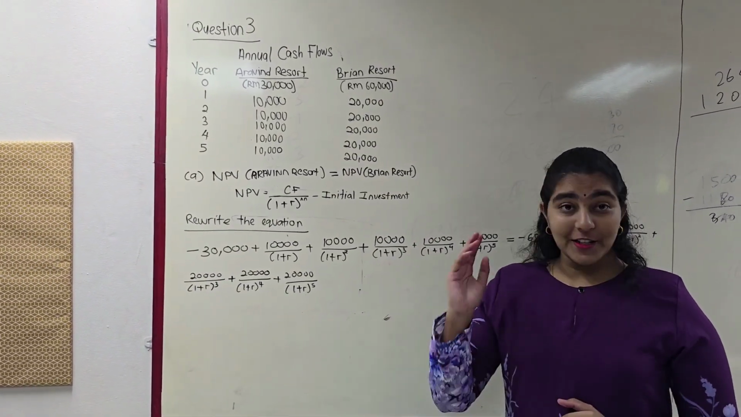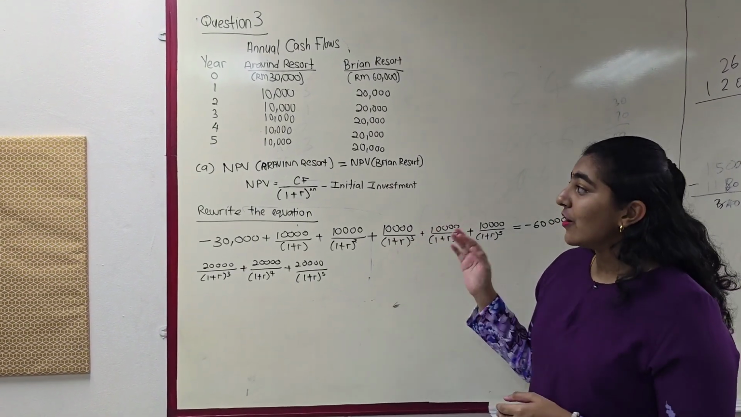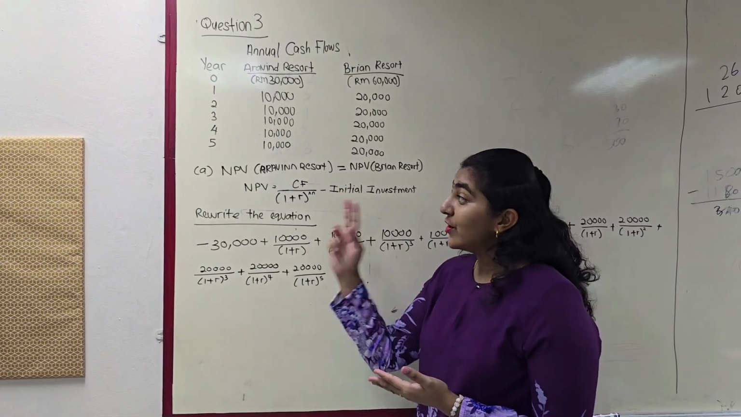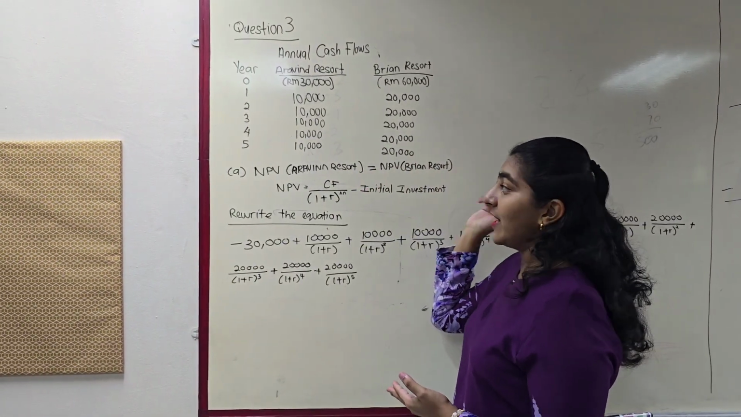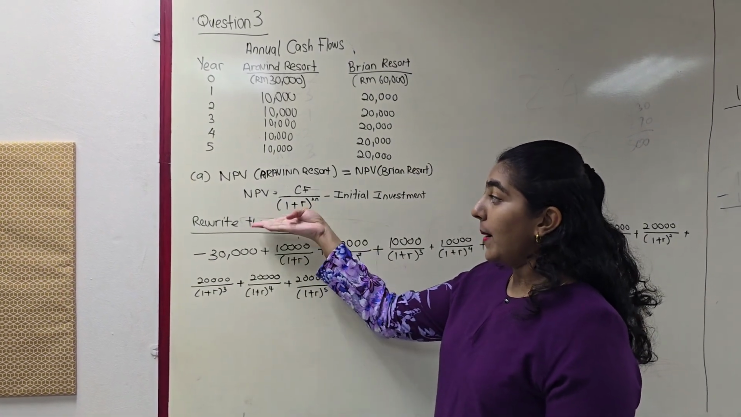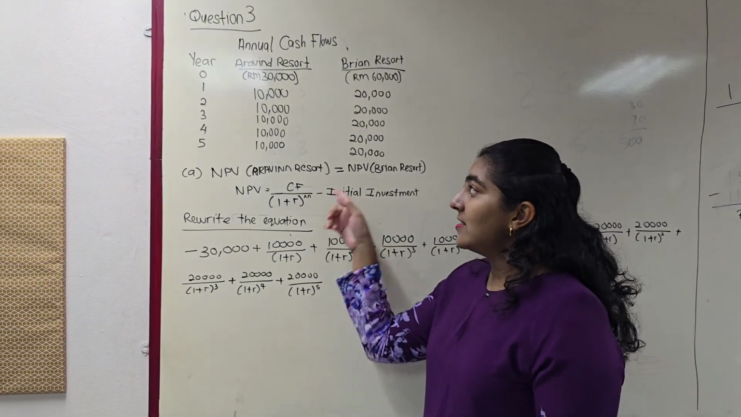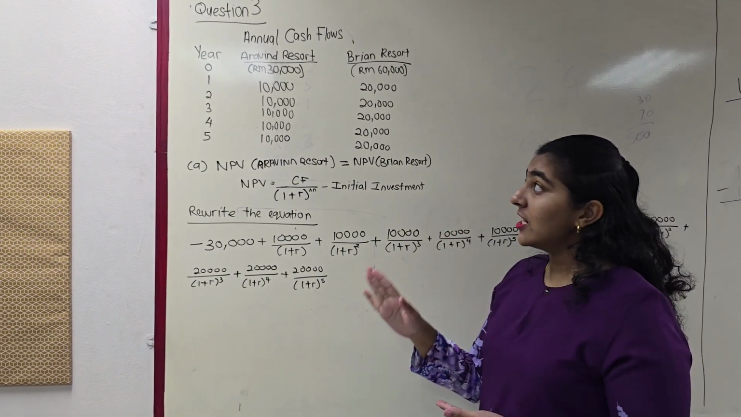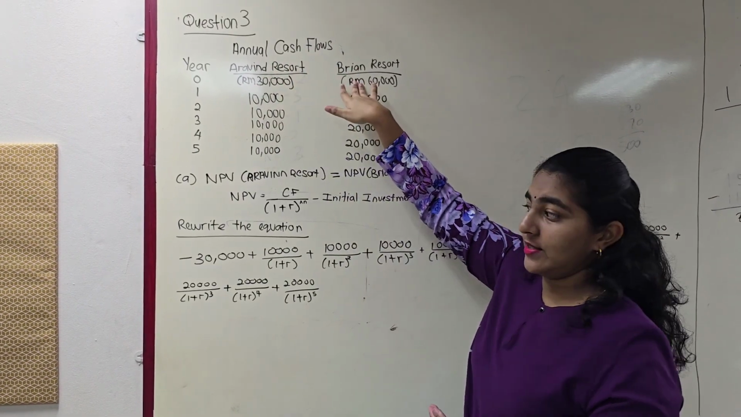For question 3, the first category of question is you need to find the crossover rate. For the crossover rate, you need to compare the NPV of two projects, NPV Aravind Resort and NPV Bryant Resort. The NPV formula is cash flow divided by 1 plus R to the power of N, where N is years, minus the initial investment. The initial investments in these projects are 30,000 and 60,000.